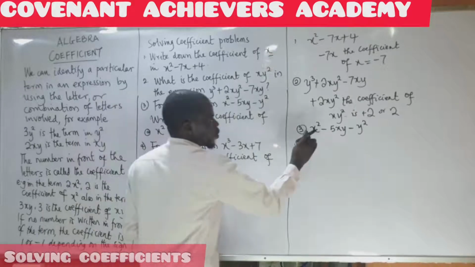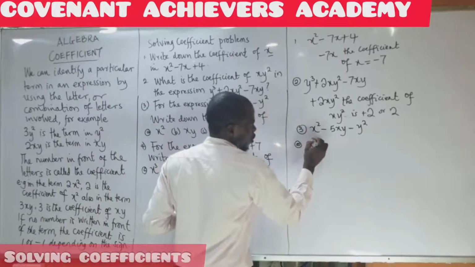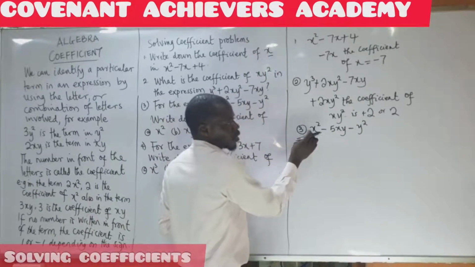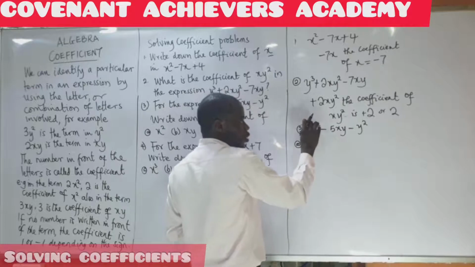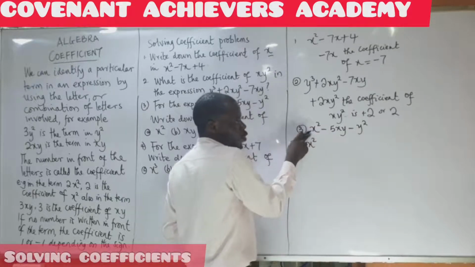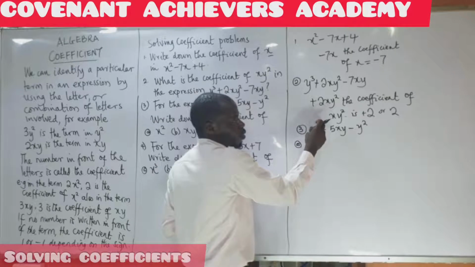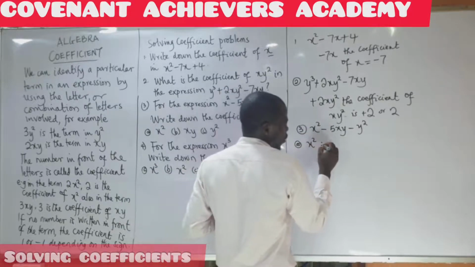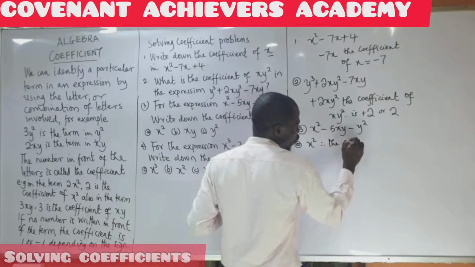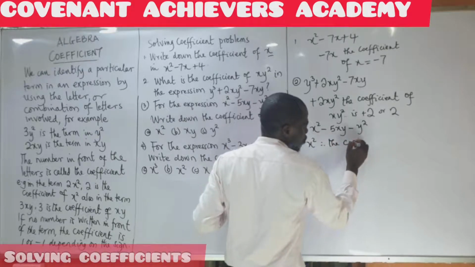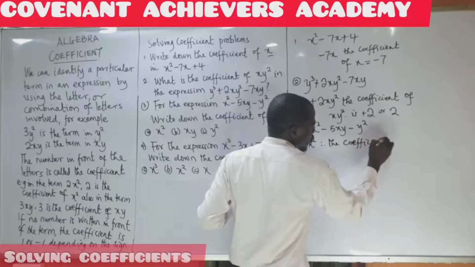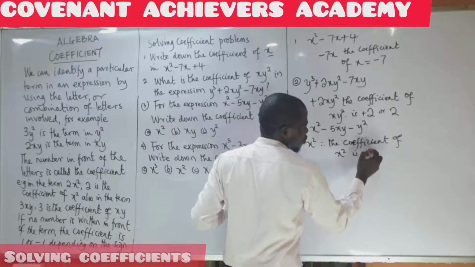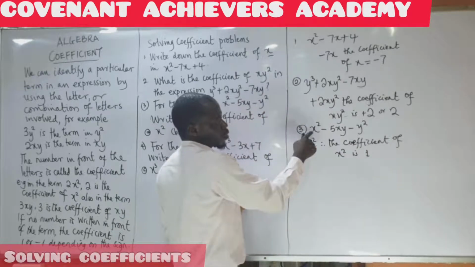In the expression you have x squared. So what is the coefficient? The coefficient is 1. We have said it: when the coefficient of a term is not shown, it means the coefficient is 1. So 1 multiplied by x squared gives us x squared. Therefore, the coefficient of x squared in this expression is 1.